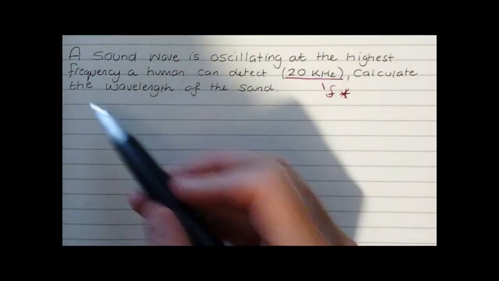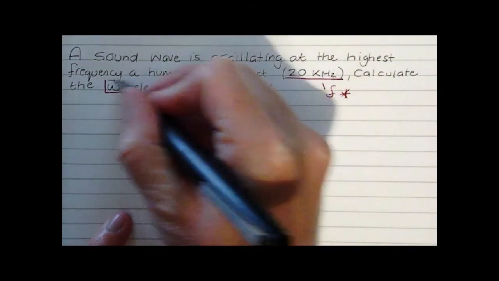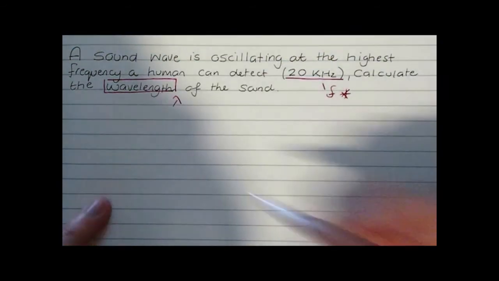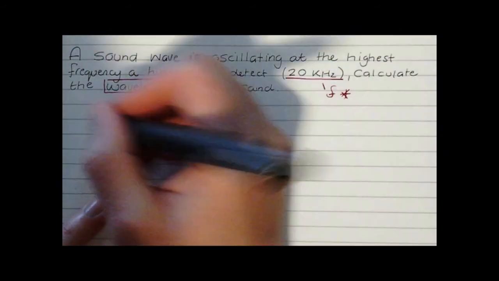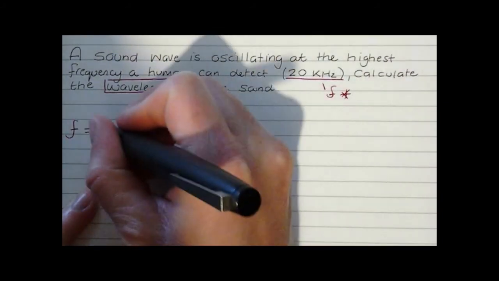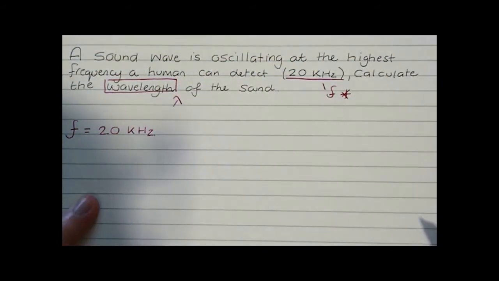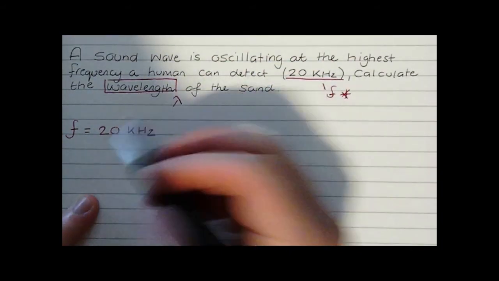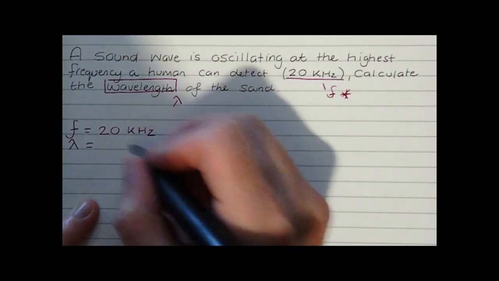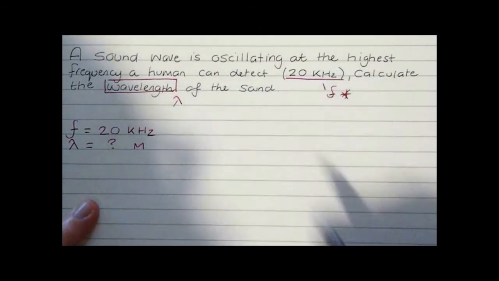What am I trying to find? Well, it wants me to calculate the wavelength. So there we go. And wavelength is here. So that's all the information we can get. Let's write down what we've got. So we've got the frequency, and we know that that is 20 kilohertz. And we are trying to find wavelength. We don't know that at the moment, but we do know that wavelength should be in meters.